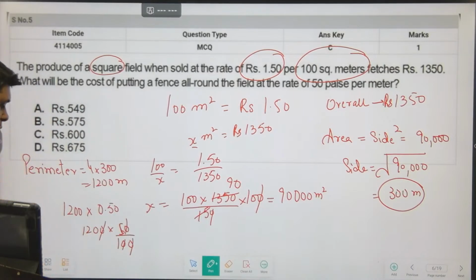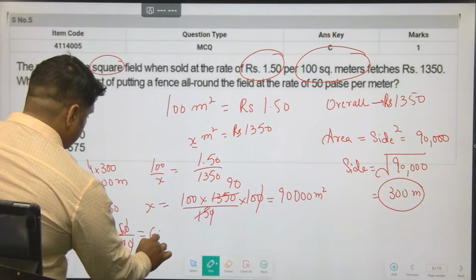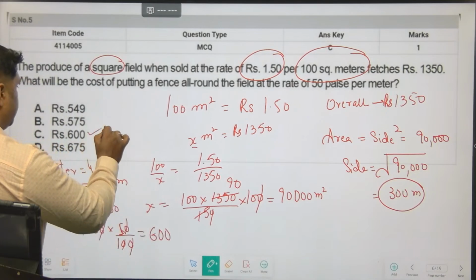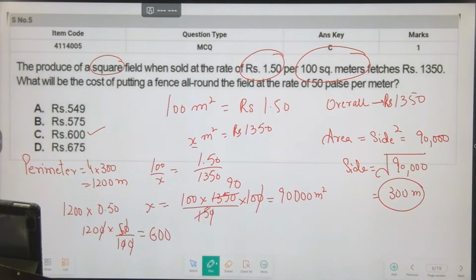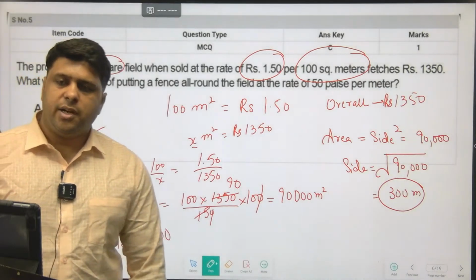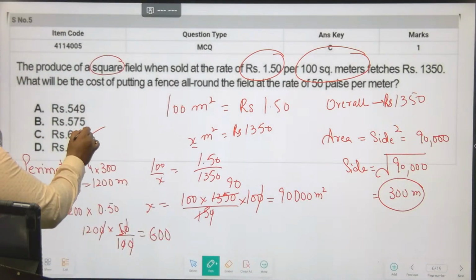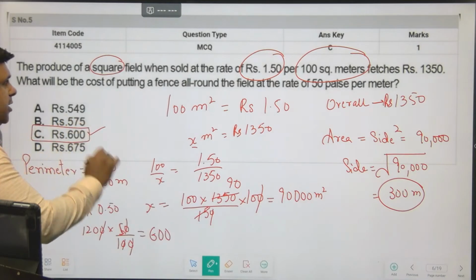Cancelled. So the cost is 12 into 60, so it is going to be 600. So the answer here is C. 12 into 5 is 60, so 10 is already there, so it is going to be 600. So the answer here is C, which is our 600.